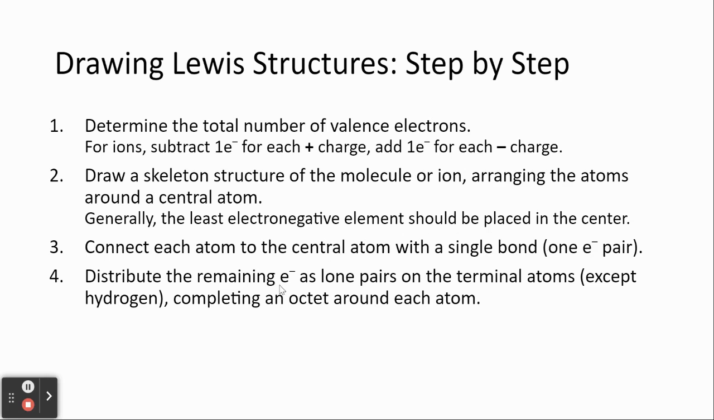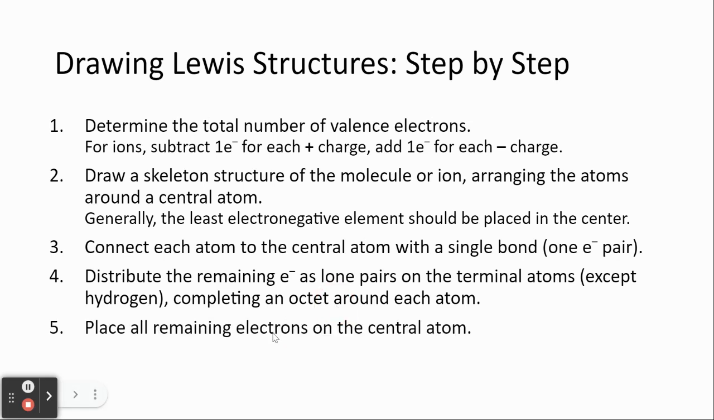Then we would add in all of the remaining electrons as lone pairs of electrons on the terminal atoms, with the exception of hydrogen, because hydrogen won't have lone pairs of electrons. And we would do that until we complete the octet. In other words, all of the terminal atoms, with the exception of hydrogen, would have 8 valence electrons in the structure. Now, if there are any remaining electrons, we would add them to the central atom.